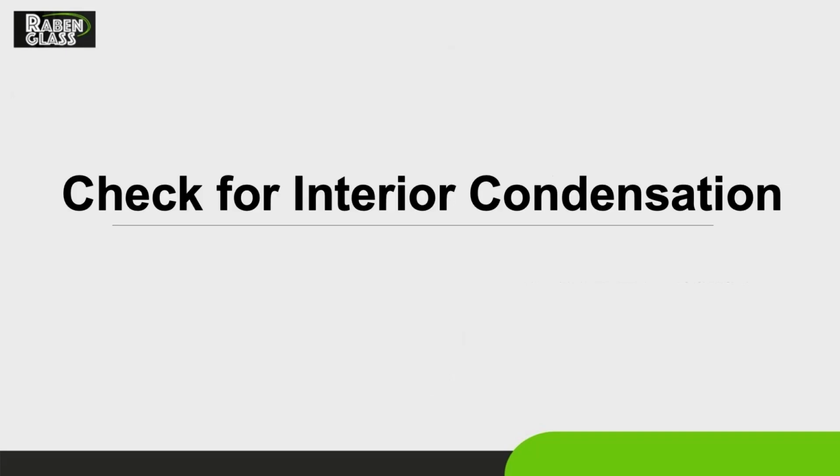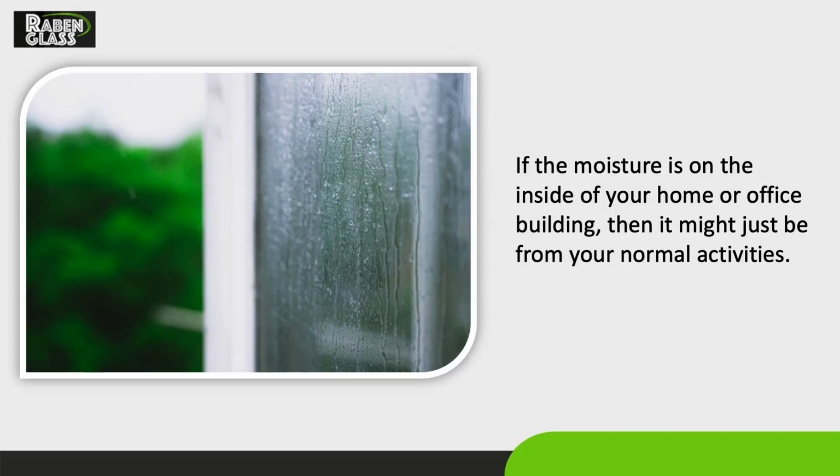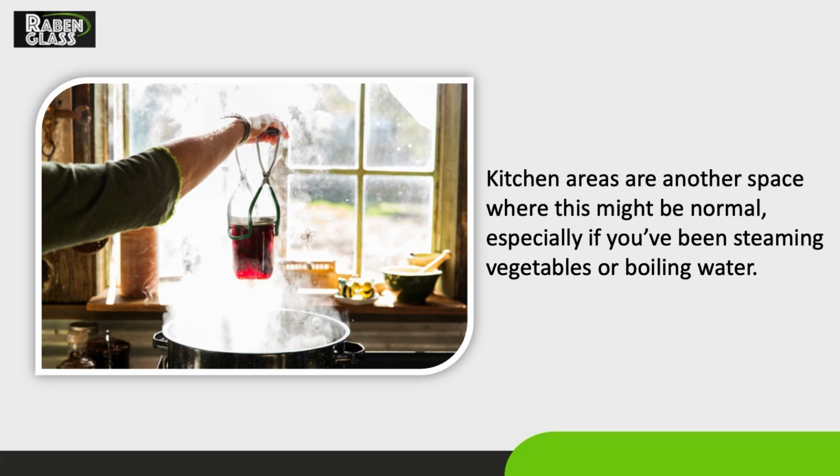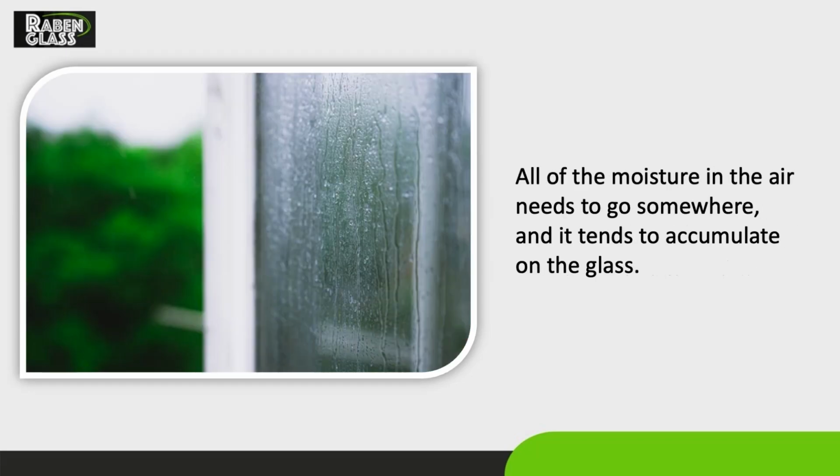Check for interior condensation. If the moisture is on the inside of your home or office building, then it might just be from your normal activities. A good example of this is the glass in your bathroom fogging up after a hot shower. Kitchen areas are another space where this might be normal, especially if you've been steaming vegetables or boiling water. All of the moisture in the air needs to go somewhere, and it tends to accumulate on the glass.